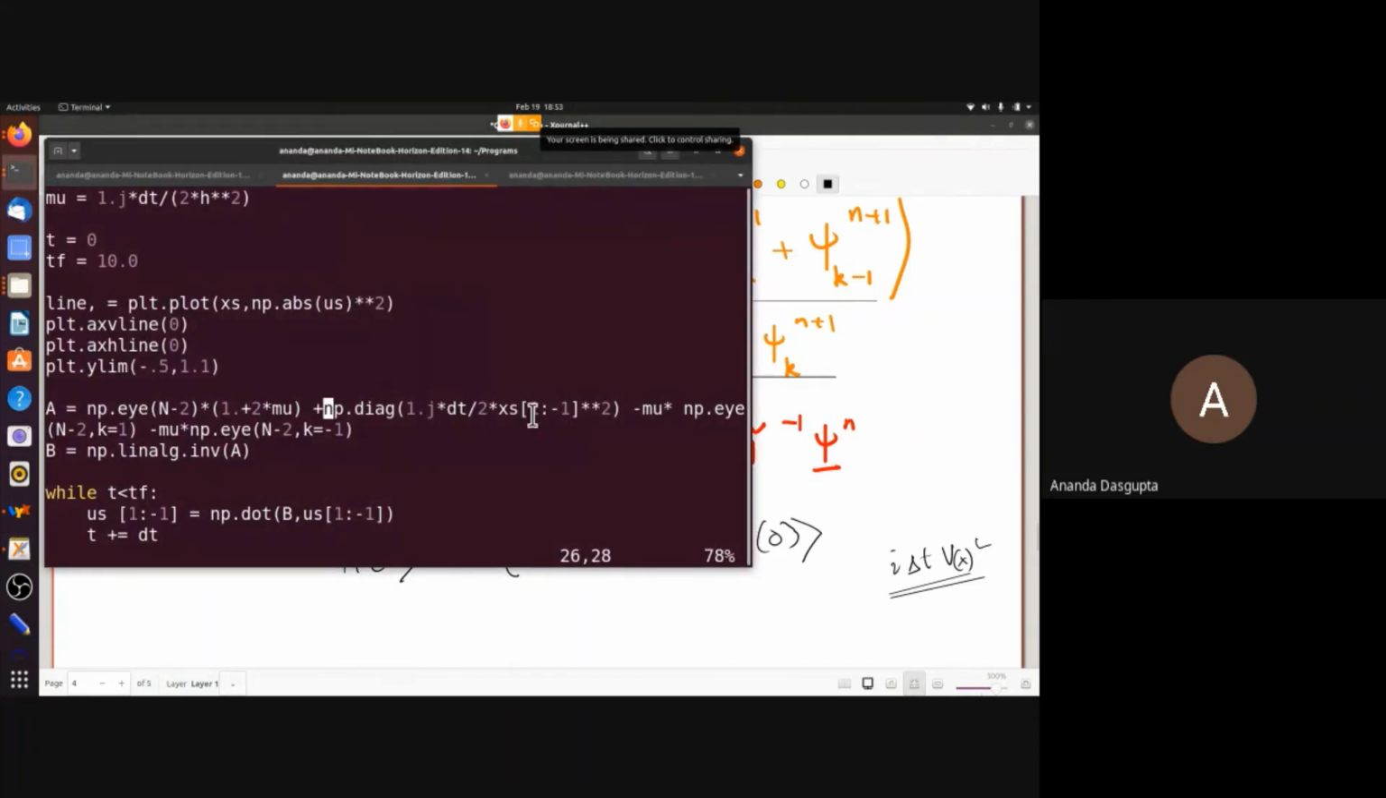So what I've put in here is i delta t by 2, not because of anything else, but because my potential is half x square. I've taken all the x's, barring the last and the first term. So that's why I've taken a slice of the x's from 1 to -1 and then squared that. That's the half x square potential. The 2 here is simply the 2 of the half x square potential. Okay.